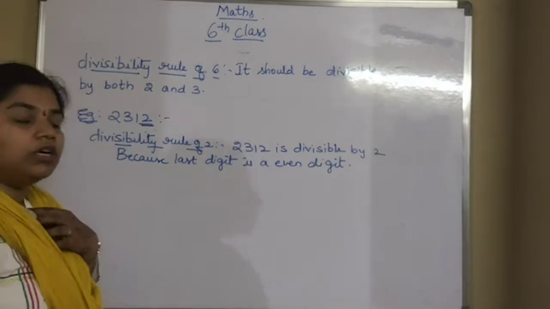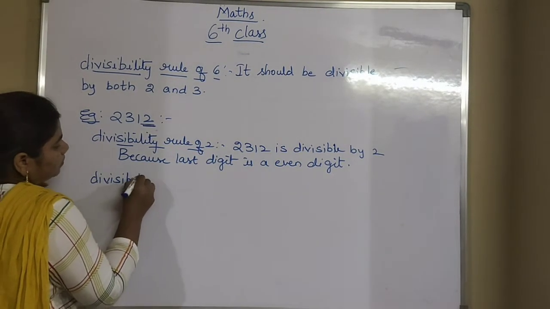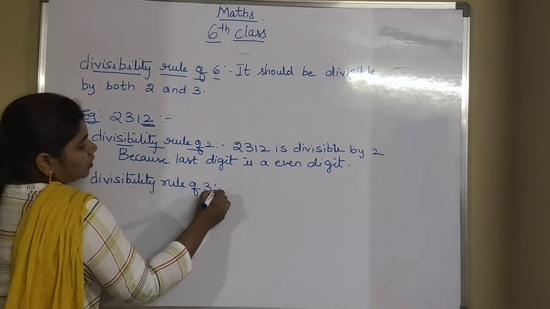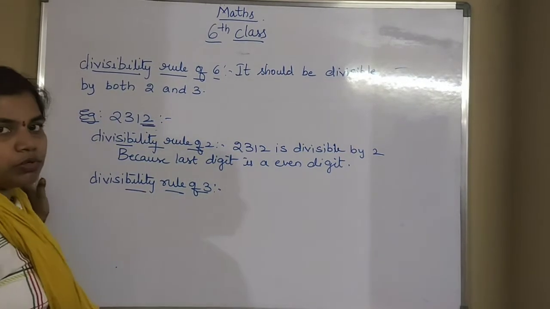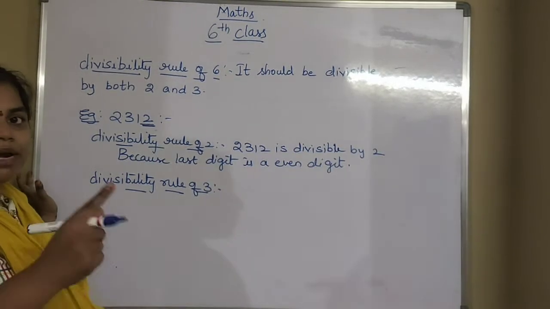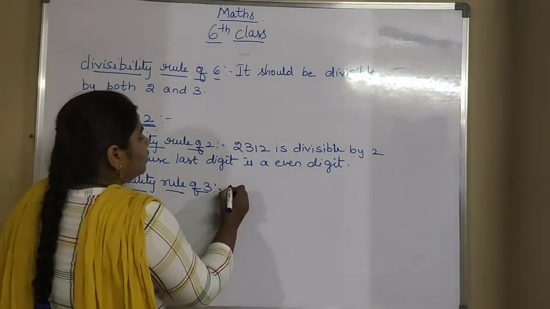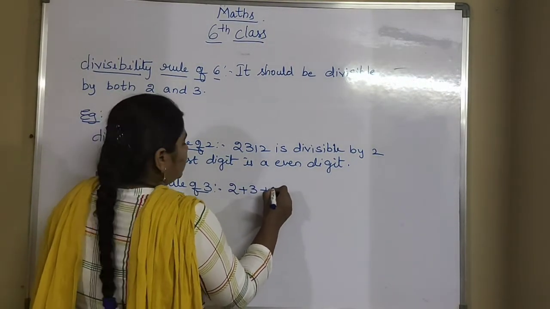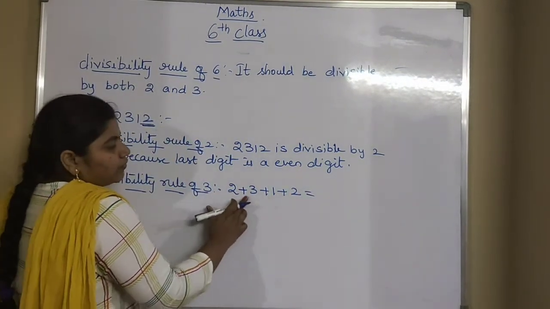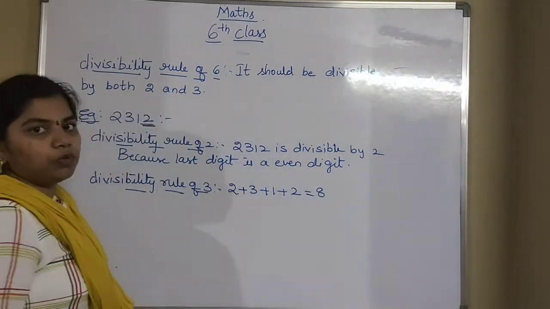Now we have to check for 3. So divisibility rule of 3. What is divisibility rule of 3? Sum of all digits should be divisible by 3, or it should be a multiple of 3. So sum of all digits means we have to add all the digits here. It is 2 plus 3 plus 1 plus 2. How much is this? 3 plus 2 is 5. 5 plus 1 is 6. 6 plus 2 is 8. So 8 is not a multiple of 3.